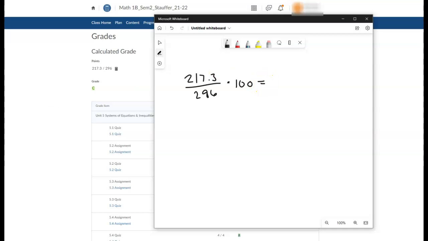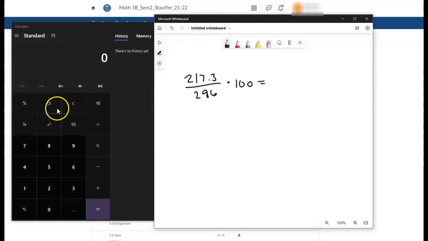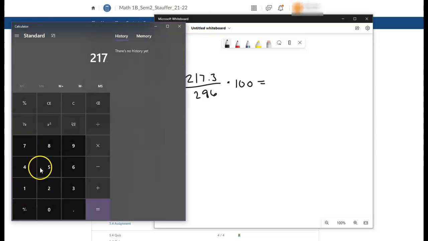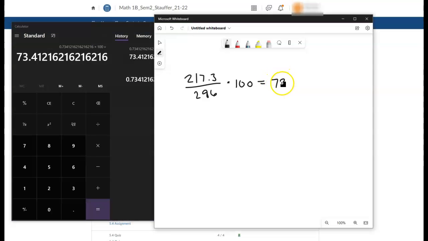So let's get out our calculator and perform that calculation and see what we get. So we have 217.3 divided by 296 times 100. You can see our answer there is 73.4121 and on and on and on. We can just round that to 73.4. So our current percentage is 73.4%.